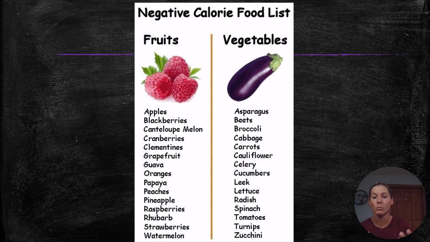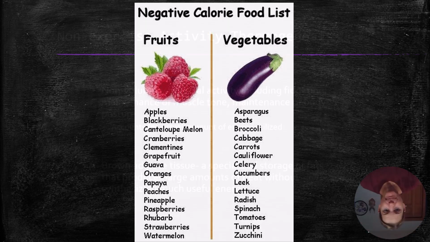It's best to eat raw fruits and vegetables. However, I'm probably not going to eat raw asparagus. I'm not going to eat raw zucchini. So cooking those just causes us to lose that negative calorie effect. However, they're still really good options for us in terms of overall nutrients.